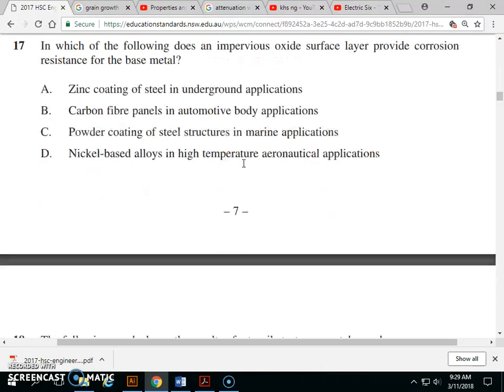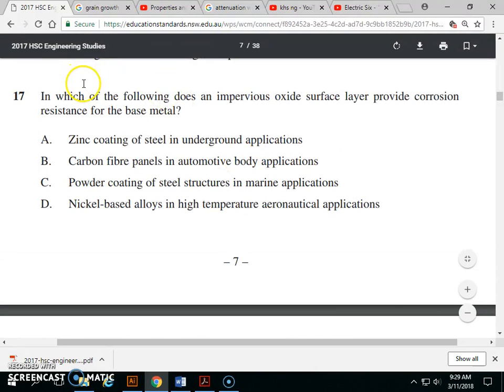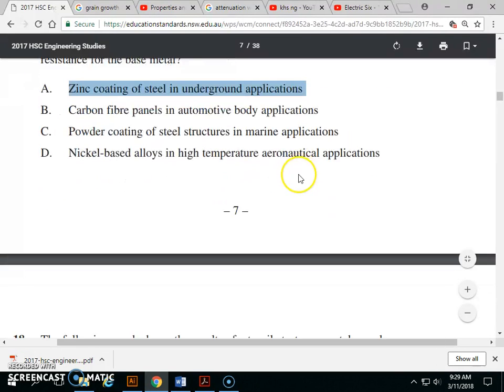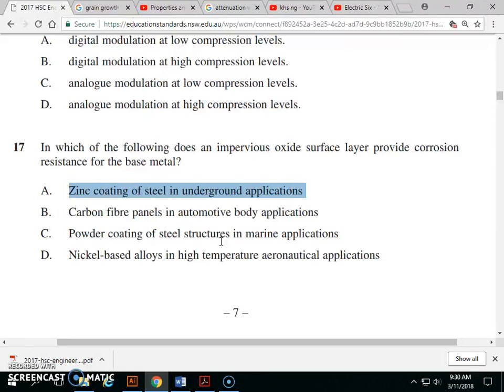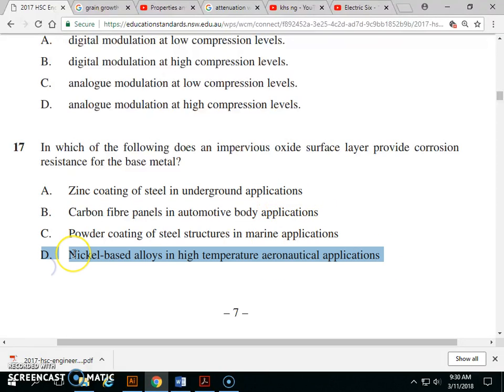Okay. Which of the following does an impervious iron oxide layer provide corrosion resistance to bare metal? Well, that A is good. Yeah, A, we're going to go with. So, galvanization, yeah. Okay, the answer is D. Now, I don't even remember people complaining about this one, but they should, because, even if D is right, it is a very, very hard question.